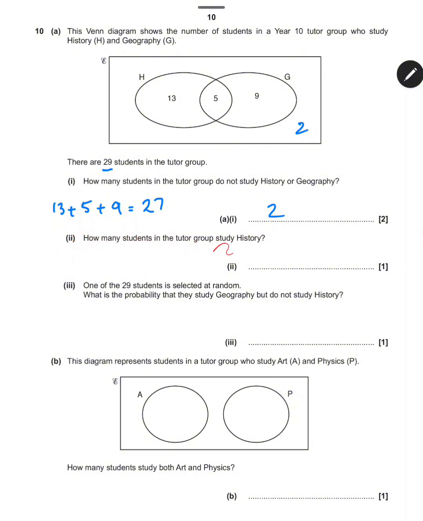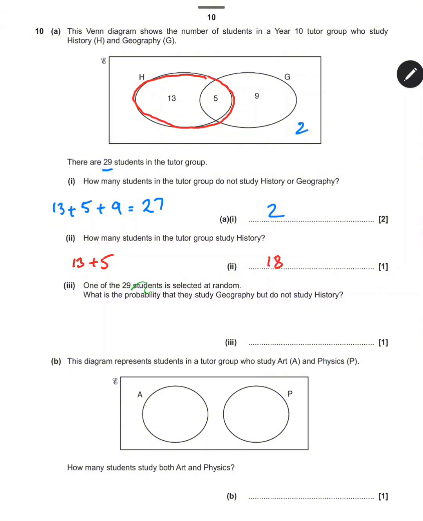Part 2 says how many students in the group study history? Well, history is all of these people, including the people in the middle. So we need to do 13 added to 5, which is 18.